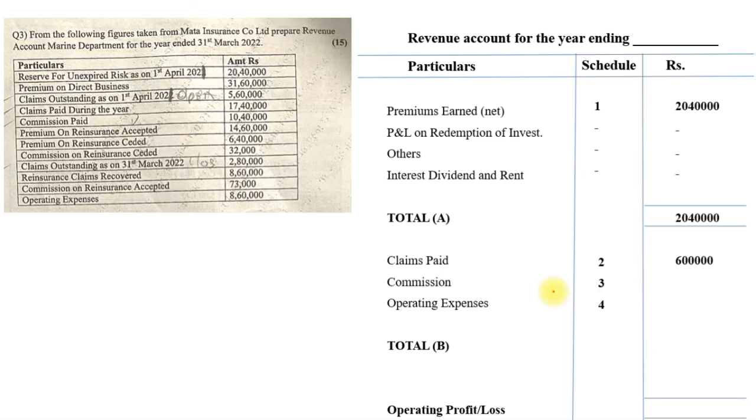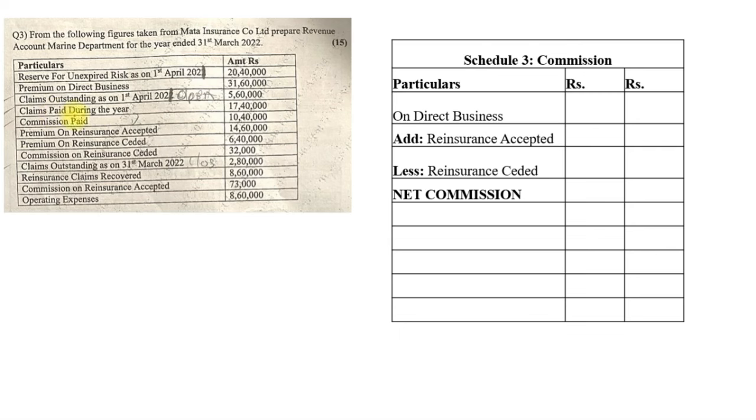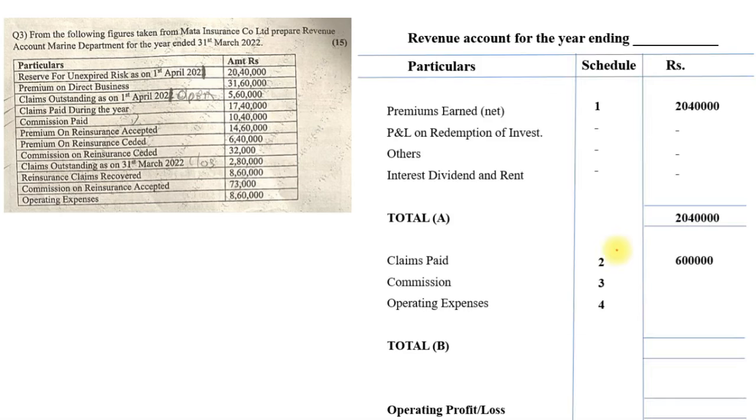Next is commission. So again, we'll make a format for commission. So commission on direct business is 10,40,000. Add reinsurance accepted, and then commission reinsurance ceded. Accepted is 73,000, and reinsurance ceded is 32,000. So 10,40 plus 73 minus 32,000 will give you a net commission of 10,81,000. Once we have got that, we will substitute it into the format. So third schedule made 10,81,000.